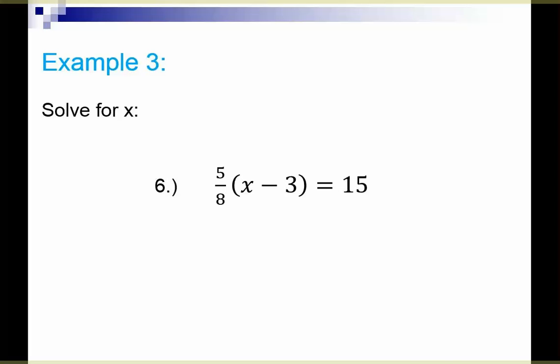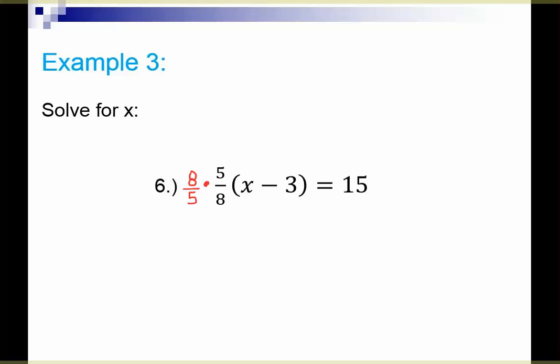All right, let's see how you did. Your gut instinct might be to distribute that 5/8 to both the x and negative 3. And if you did that, you'd get 5/8 x minus 15 over 8. You're going to get some nasty fractions there. They're not going to be fun to deal with. Let's go ahead and just get rid of that 5/8 now. So we can multiply it by what? Its reciprocal. So multiply this whole side by 8/5.